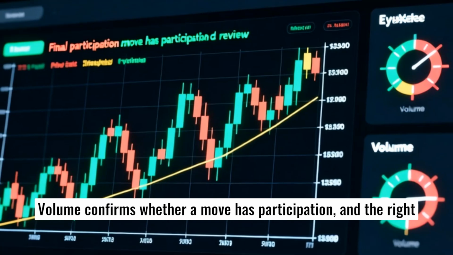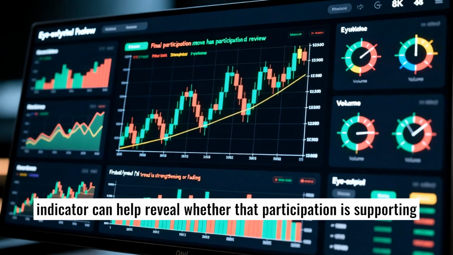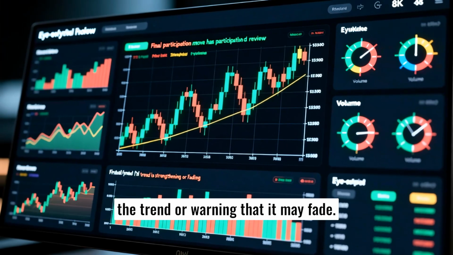Volume confirms whether a move has participation, and the right indicator can help reveal whether that participation is supporting the trend or warning that it may fade.